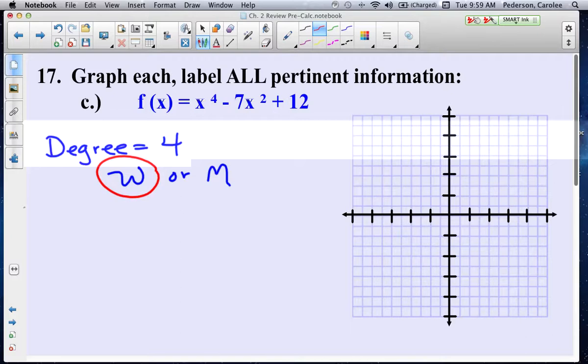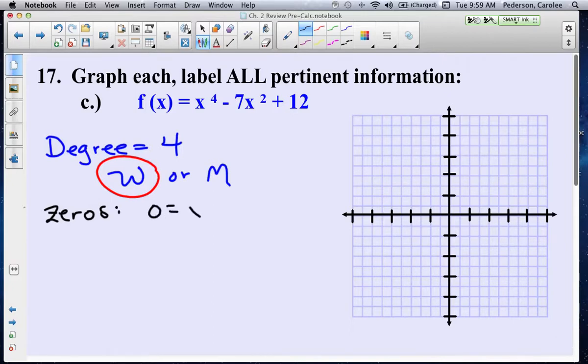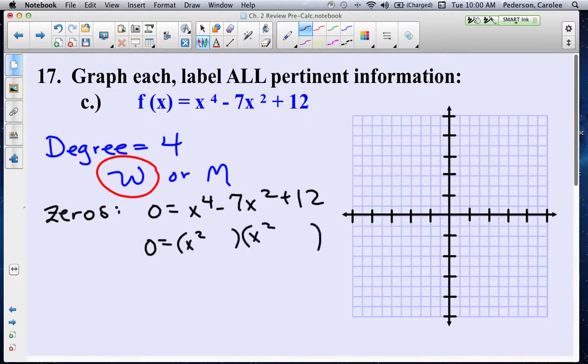And then I would go out and try and maybe find the zeros of the function. So how do you find the zeros of the function? Which give you the x-intercepts. So you would set the function equal to 0 and then solve for x. So I can split up that x to the 4th into x squared and x squared. And then I say, what are the factors of 12 that add to -7? And that's -3 and -4.